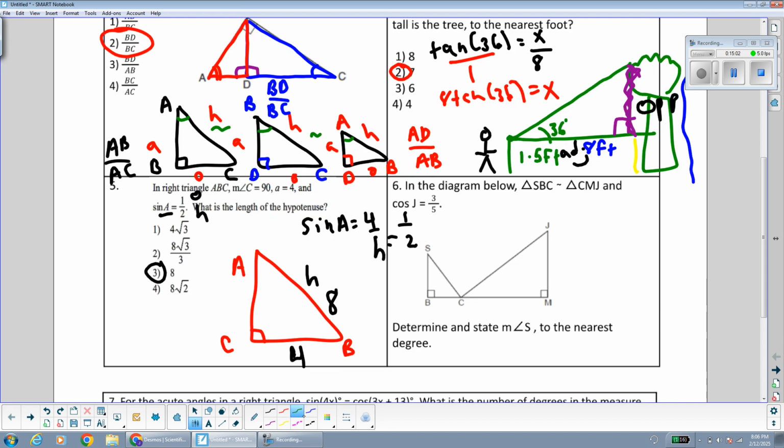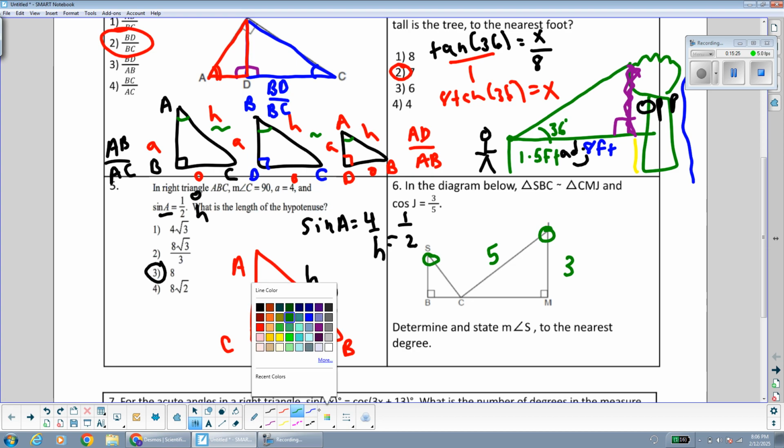We have two similar triangles. Cosine of angle J is 3/5. Cosine from angle J is adjacent over hypotenuse. Determine and state the measurement of angle S to the nearest degree. Notice how angle J and angle C match up.